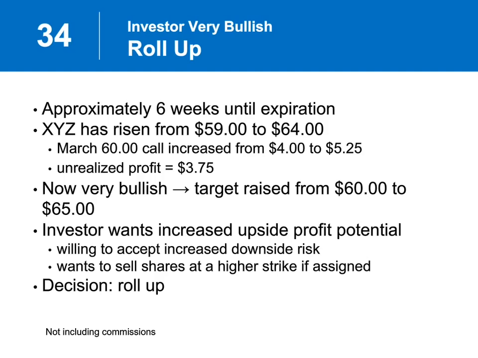Let's take a look at the flip side with the stock running to the upside. So again, our underlying opinion was neutral to moderately bullish. Things change. It's the great thing about the market. It's dynamic. And our particular underlying XYZ, things have changed, and now we're real bullish, but we still have 6 weeks to expiration. So the stock is going from 59 to 64. The March 60 calls have gone from 4 to 5 1/4. So we've got some unrealized profit there. But we're, as I said, real bullish.